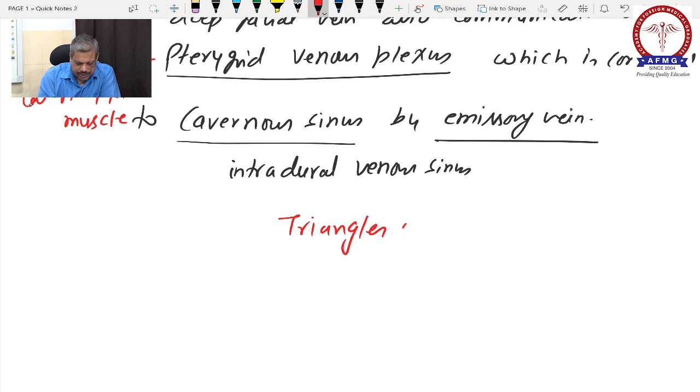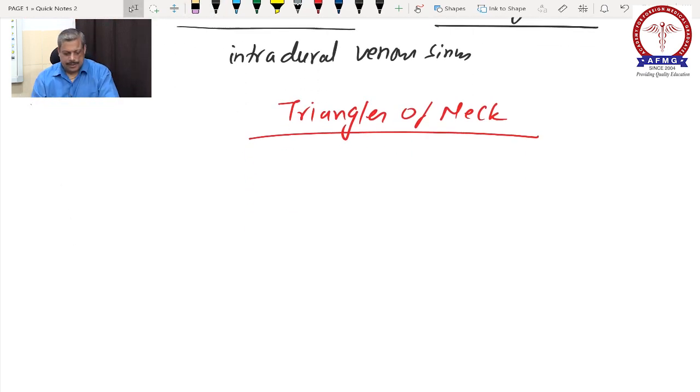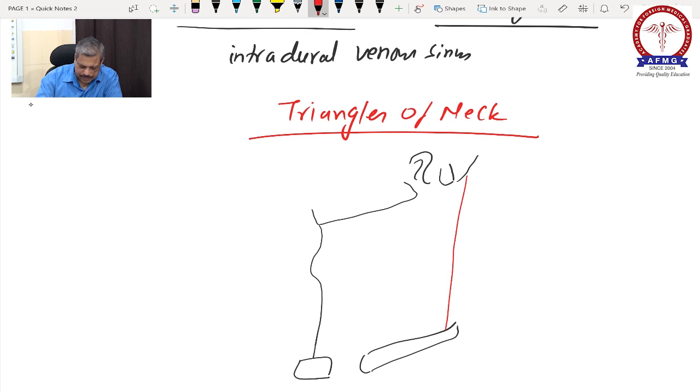Next heading is triangles of neck. So I will draw a diagram. This is the lateral side of the neck. This is the base of mandible, pinna, then mastoid process, and then this is the superior nuchal line. Manubrium sterni, this is the clavicle bone. And see, this muscle is known as the trapezius muscle.